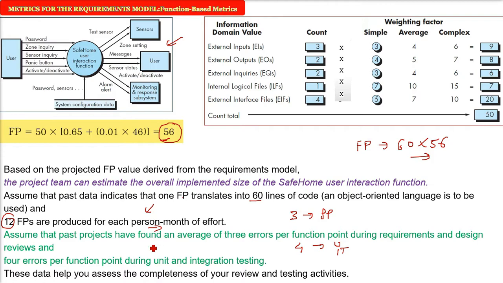This kind of data helps you assess the completeness of a review and also the testing activities. How much code you have written, what effort you have to put in, and the review and testing activities. That is why this function-based metric is so important.